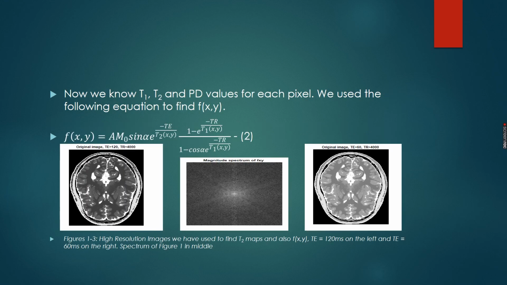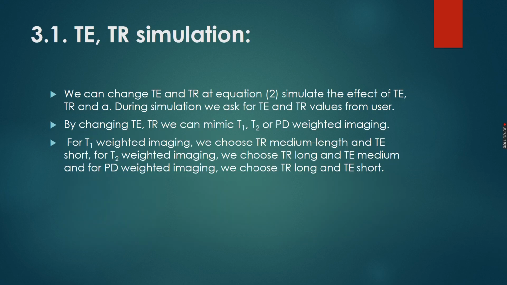Now we know T1, T2 and proton density values for each pixel. We used the following equation to calculate f(x,y). As you can see, the spectrum of f(x,y) is in the middle. The left one and right one are the inputs with different echo time. For TE and TR simulation, we can change the TE and TR in the equation to simulate the effect of TE and TR. By changing TE and TR, we can mimic T1, T2 or PD weighted imaging.